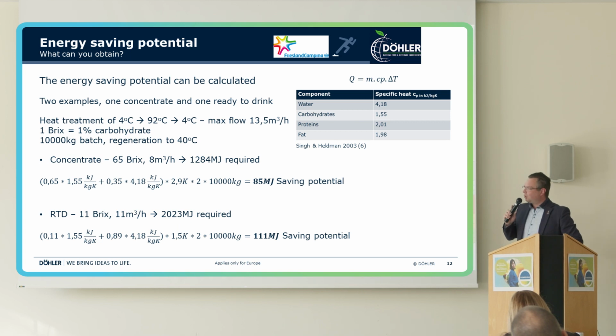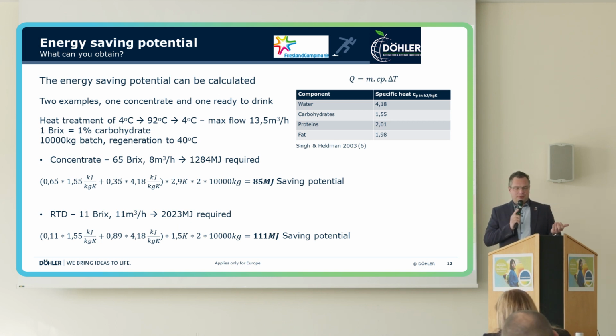Well, I'm talking about energy reductions, and with the current energy situation in Europe and globally, it's quite an important topic, I would say. I'm going to give you 2 calculation examples. One of them is for a concentrate, one of them is for an RTD. And the heat treatment will be: you start at 4 degrees Celsius, heat up to 92, and then cool down to 4 degrees Celsius.